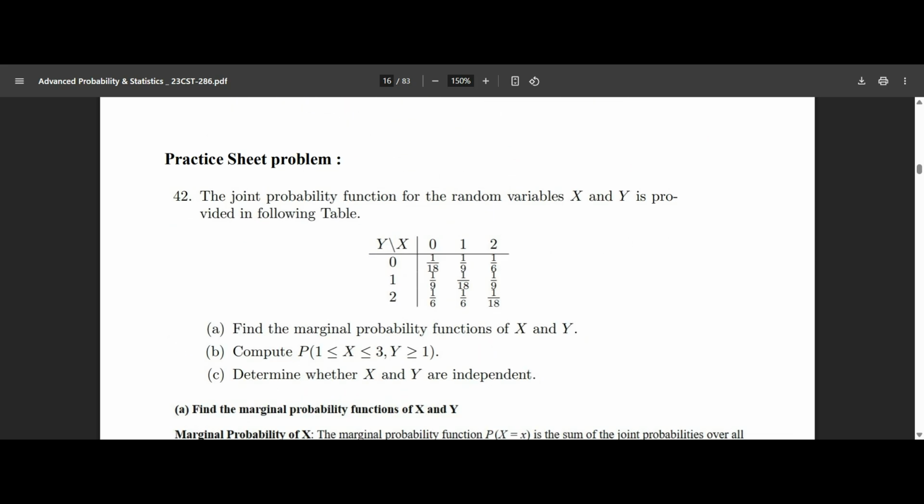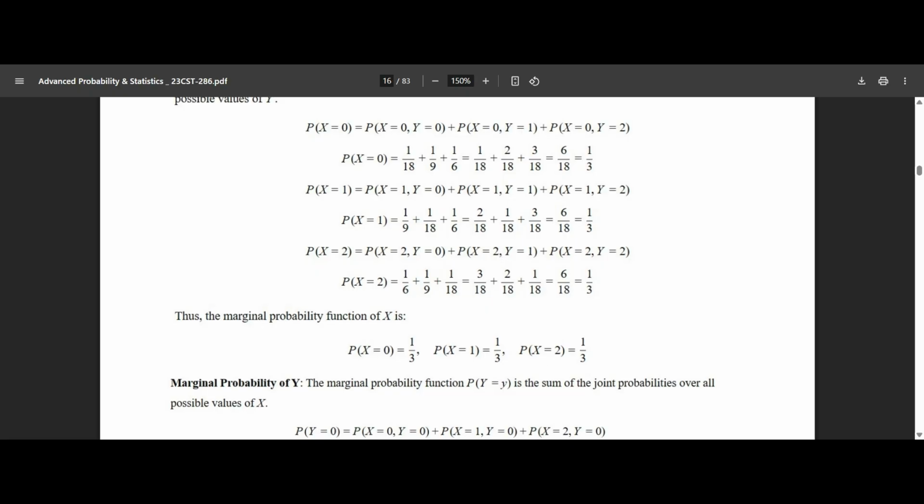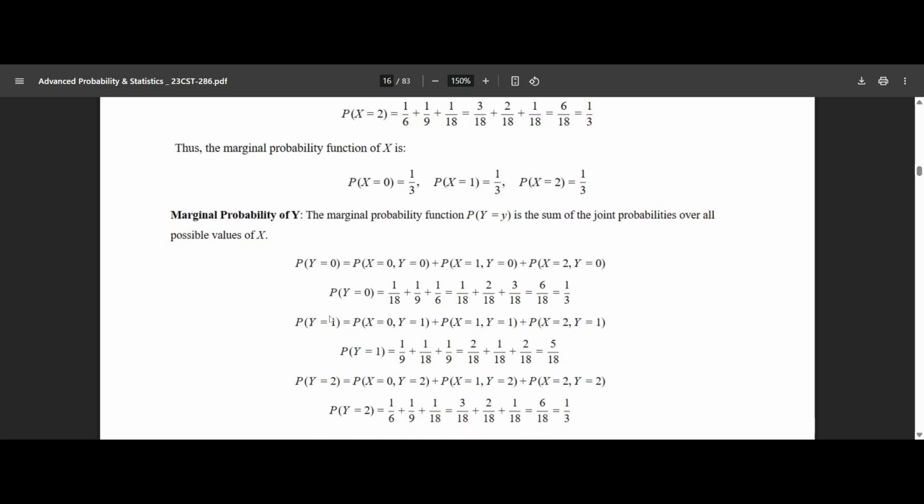Let's look at the table once, y equal to 0, that means this. Now to find its sum, what do we do? y equal to 0 when x equal to 0, that is this cell, y equal to 0 when x equal to 1, that is 1 by 9, plus y equal to 0 when x equal to 2, that is 1 by 6. We have to find the sum of all three. That way we have to find the marginal distributions of P of y equal to 1 as well as P of y equal to 2.